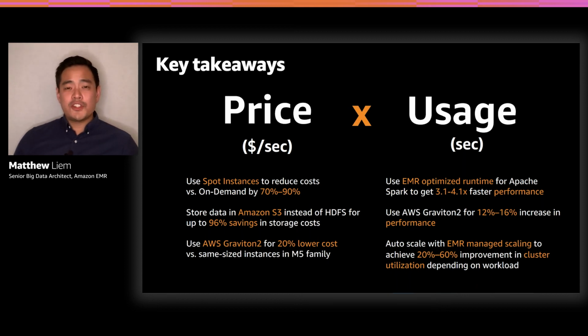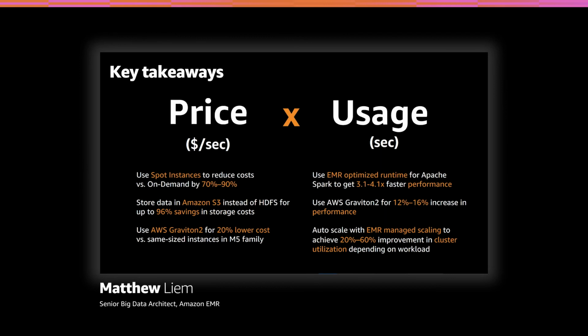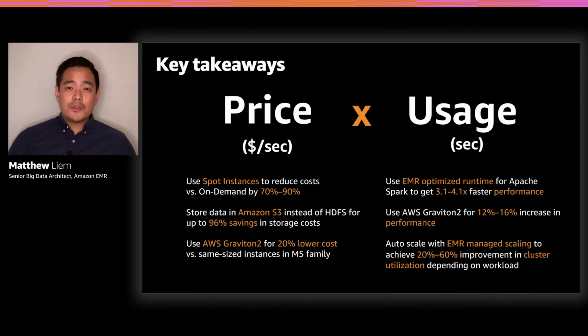And then on the usage side of things, this was all about how you can run the same workload, produce the same results, but with less. And this is where performance and higher utilization plays a big factor. For our optimized runtime for Apache Spark, you can see performance improvements of anywhere between 3.1 to 4.1x. With Graviton 2, it shows up here again because not only does it provide lower costs, but the hardware capabilities allows you to run your applications anywhere between 12 to 16% better.